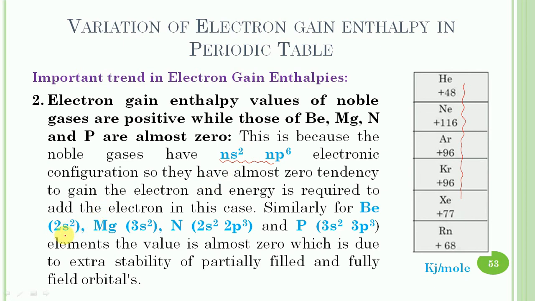Similarly, beryllium is 2s2 and magnesium is 3s2, which are completely filled, so they are highly stable. In the case of nitrogen, 2s2 2p3, and phosphorus, 3s2 3p3, the p subshell is half filled and has extra stability, and due to this extra stability they show almost zero tendency to gain an electron, and have almost zero electron gain enthalpies.